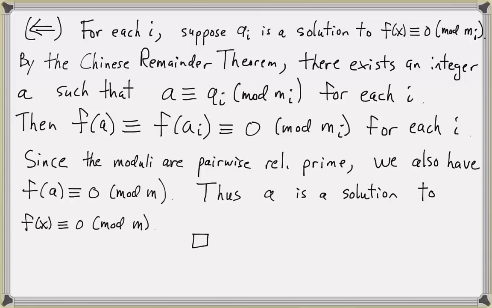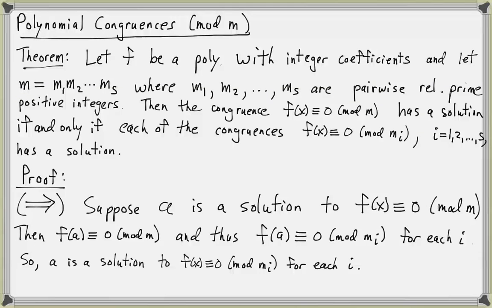So let's look back at the theorem. This tells us if we want to solve a polynomial congruence mod m, we can actually solve congruences mod a smaller modulus where all the smaller moduli divide m. So let's see an example of this theorem.